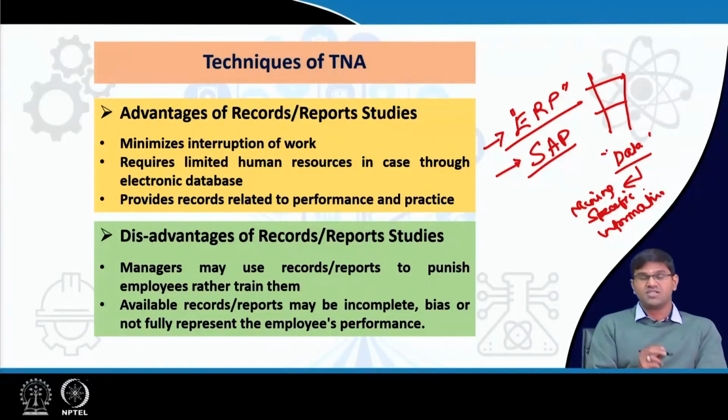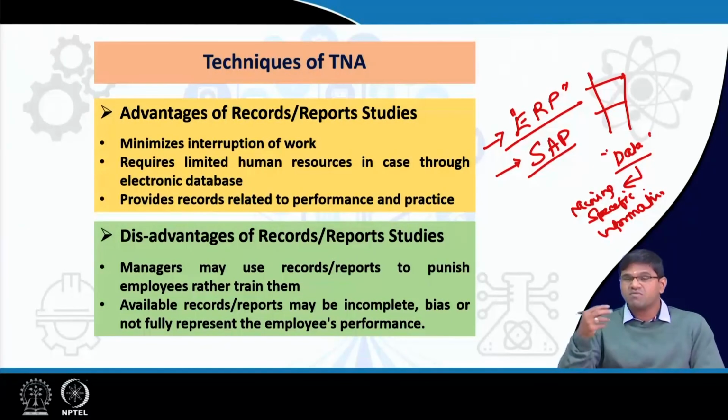What are the disadvantages? Managers may use records and reports to punish employees, because there is specific information with respect to employees. They might use it as a tool to punish them. They identify who is a poor performer, and rather than providing incentives or training, they give them a poor performance rating, or even punish them. Instead of facilitating training, they will punish the employees.